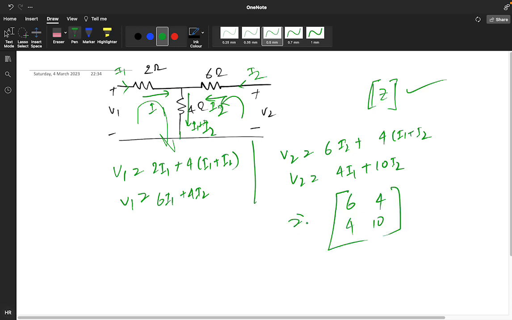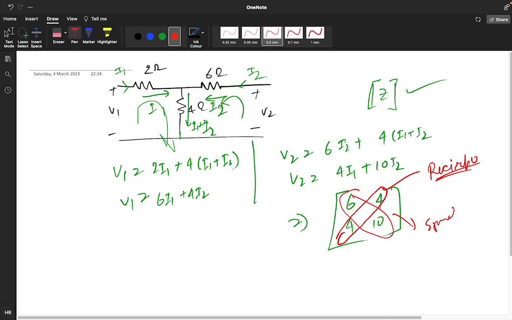So this network is reciprocal. Reciprocal, great. But it is not symmetrical because these values are not the same. So we completed our two-port network. In a two-port network, anyone having any doubt?